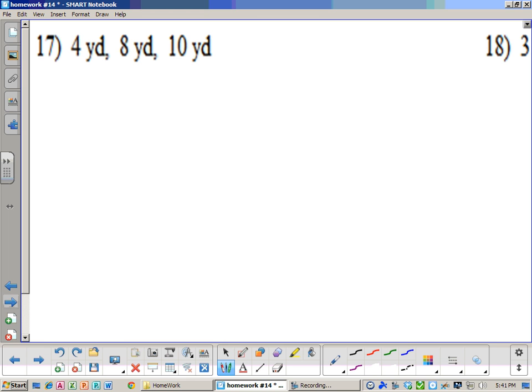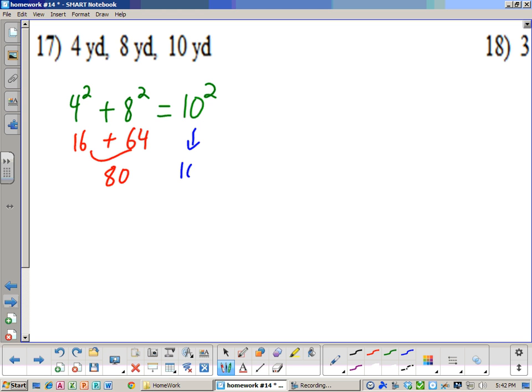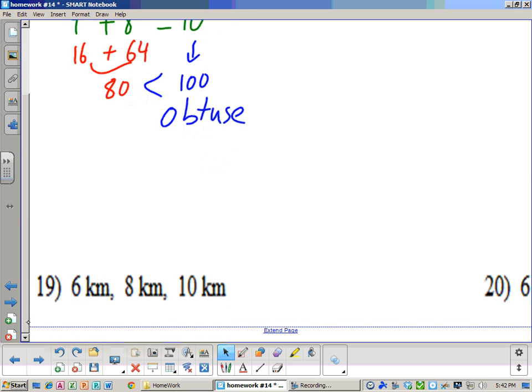So we've got another problem. Number 17. 4 squared plus 8 squared equals 10 squared. Let's see what happens here. 4 squared is 16. 8 squared is 64. 16 plus 64 is equal to 80. And if I look at it, 10 squared is equal to 100. Wow, third time's a charm there. Once again, that's less than. I think all the odd problems I'm doing are ending up being obtuse.